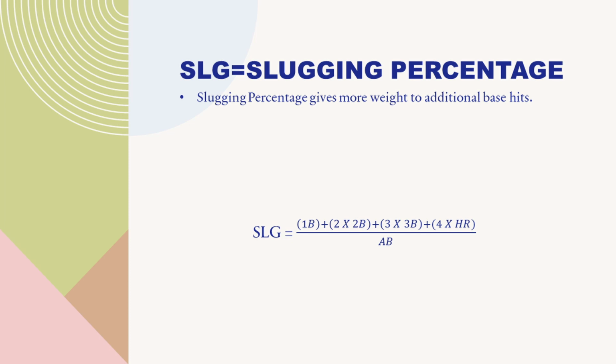The other half of the equation of OPS is slugging percentage, or SLG. Slugging percentage is similar to batting average, however, it gives extra weight to additional base hits. While batting average looks solely at hits, and on-base percentage looks at how often the batter gets to base, slugging percentage weighs doubles, triples, and home runs higher than singles. The equation is 1 base plus 2 times 2 bases plus 3 times 3 bases plus 4 times the number of home runs divided by the number of at-bats.